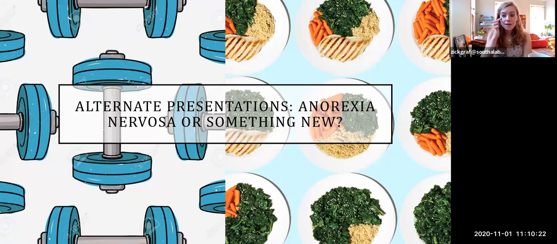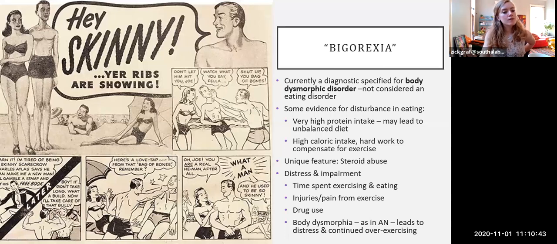So in the next couple slides, I'm just going to talk about a couple alternate presentations of restrictive eating that are the subject of a lot of debate in the field right now as to whether these are just manifestations of anorexia or whether they represent a new diagnosis. The first thing we're going to talk about is bigorexia, which we've actually already touched on because this is considered right now a specifier, a diagnostic subtype of body dysmorphic disorder. It's not currently considered to be an eating disorder.